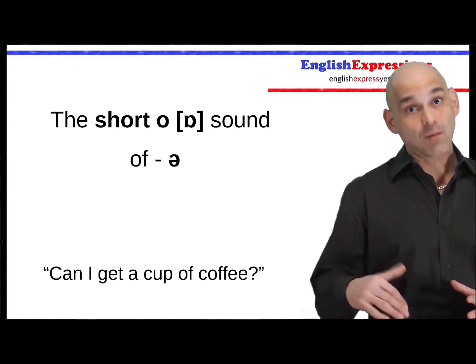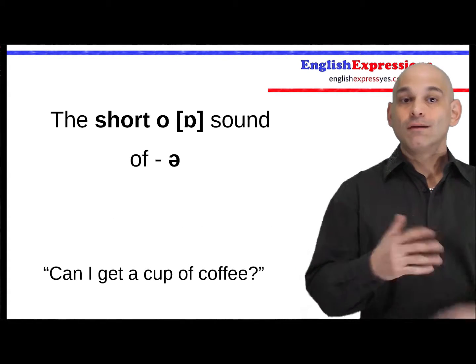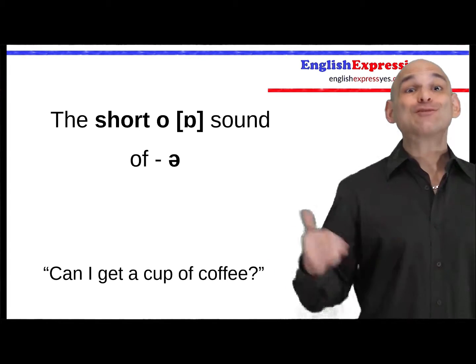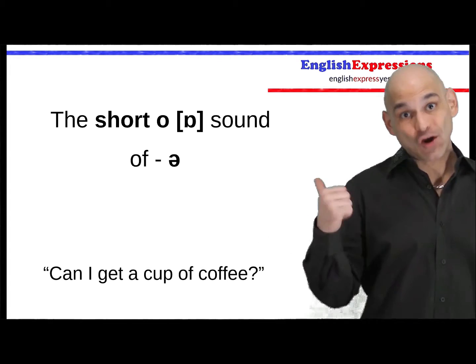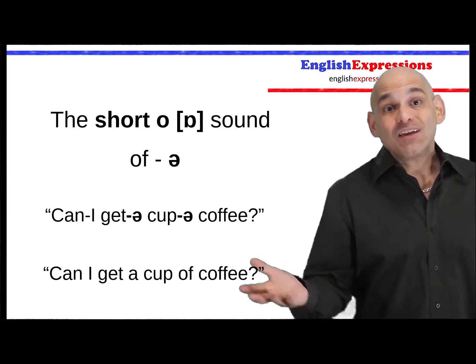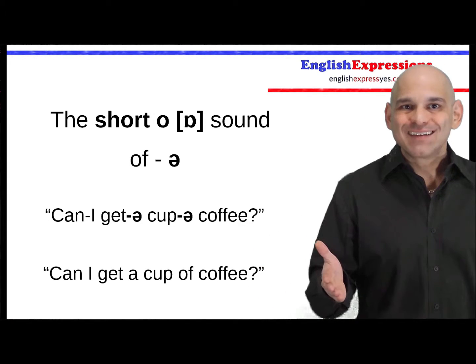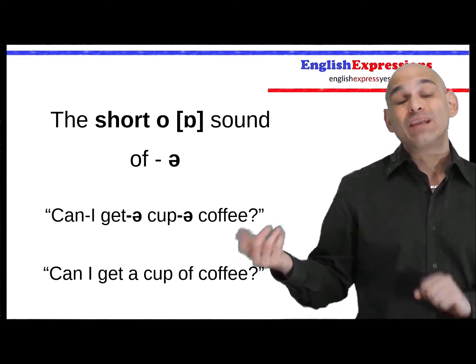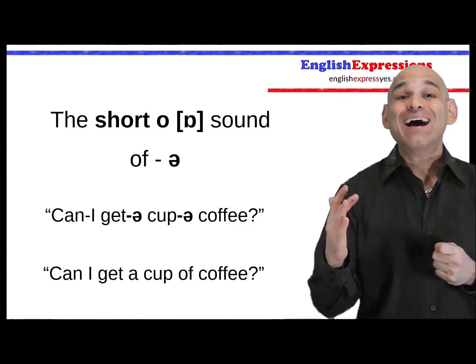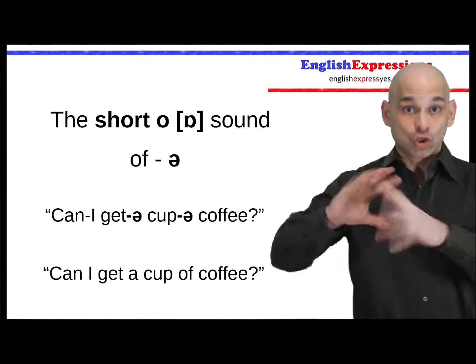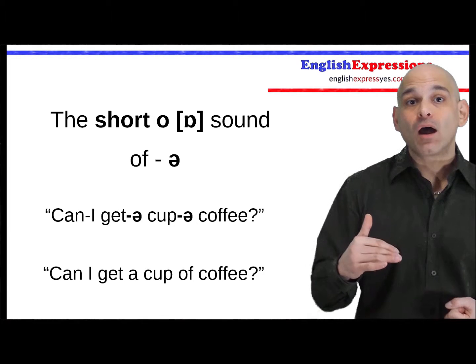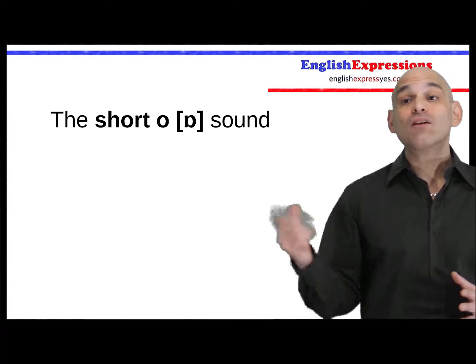Can I get a cup of coffee? No. We don't say that. We use schwa for "of," and we also use schwa for "a," that's an article. Can I get a cup of coffee? Cuppa coffee. So "a" turns to schwa, and we link it with "get." Geta. And "of" turns to schwa, and we link it with "cup." Get a cuppa.